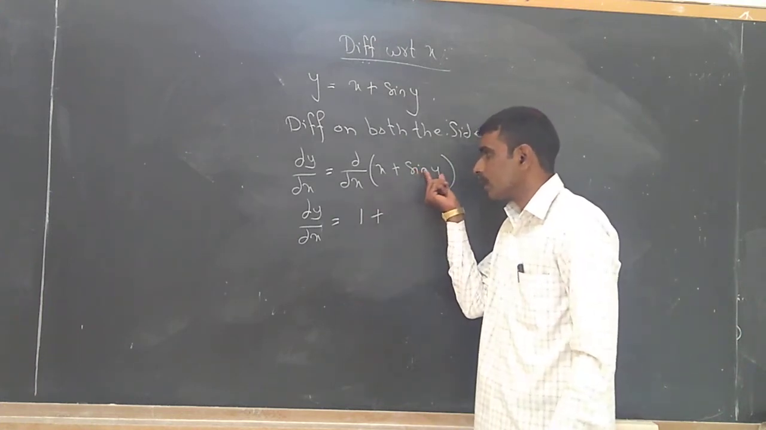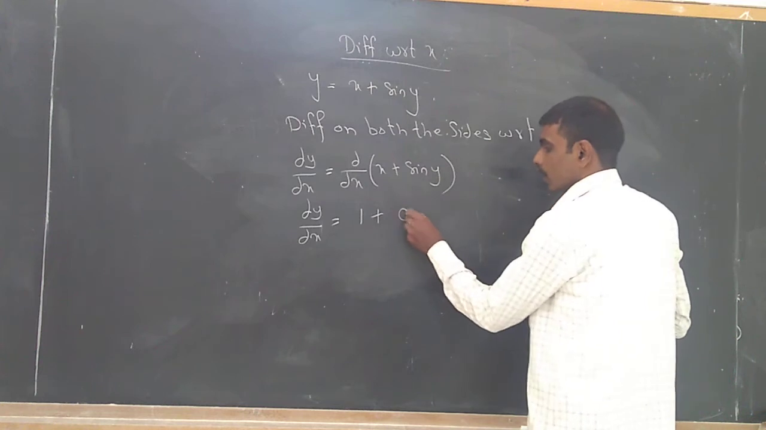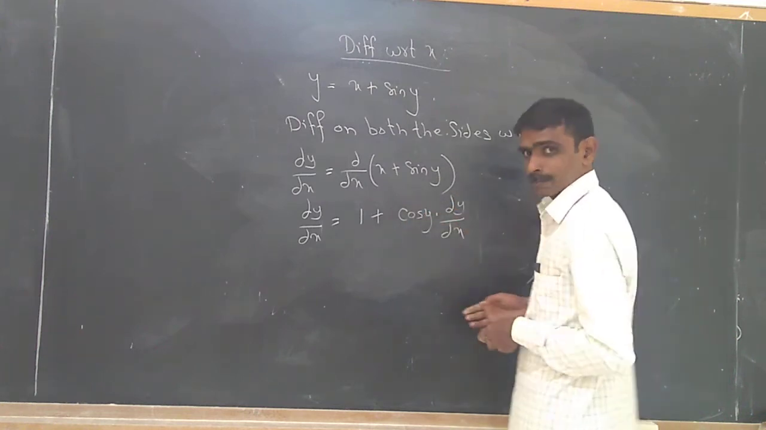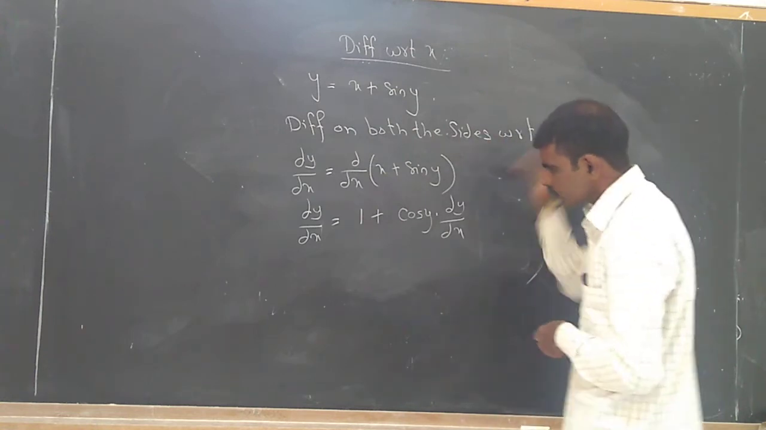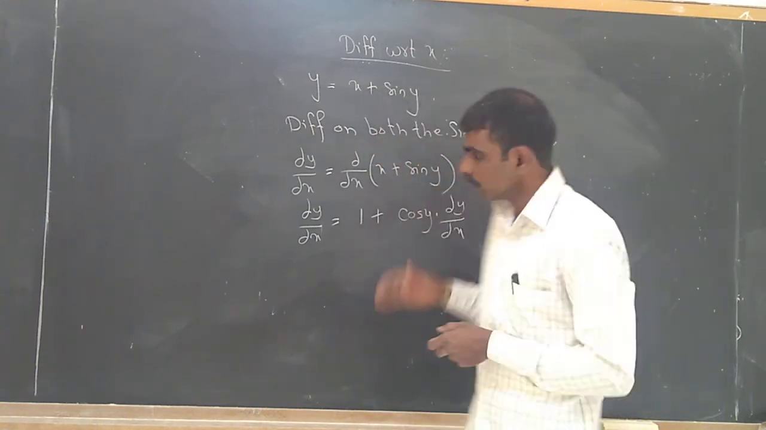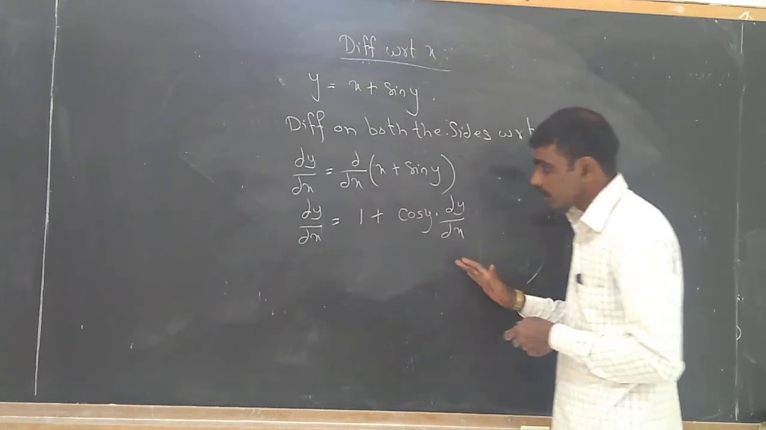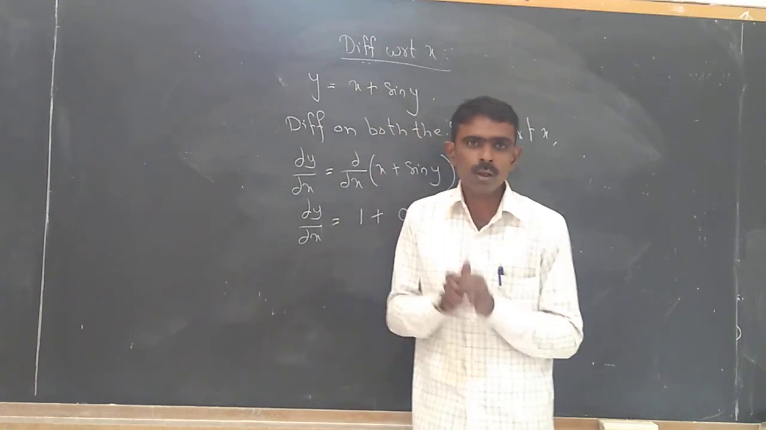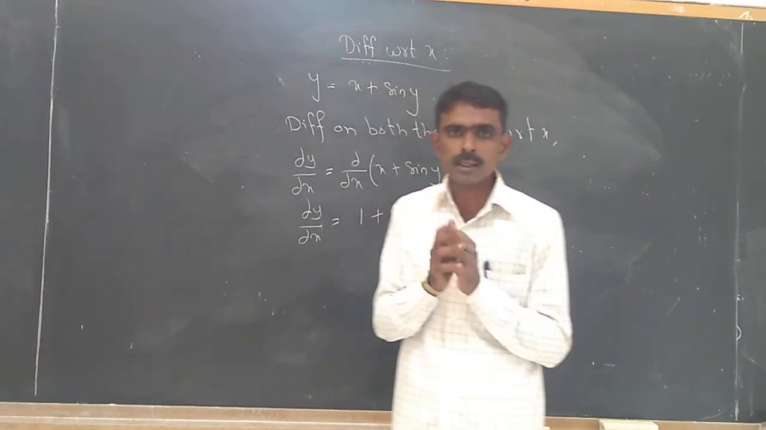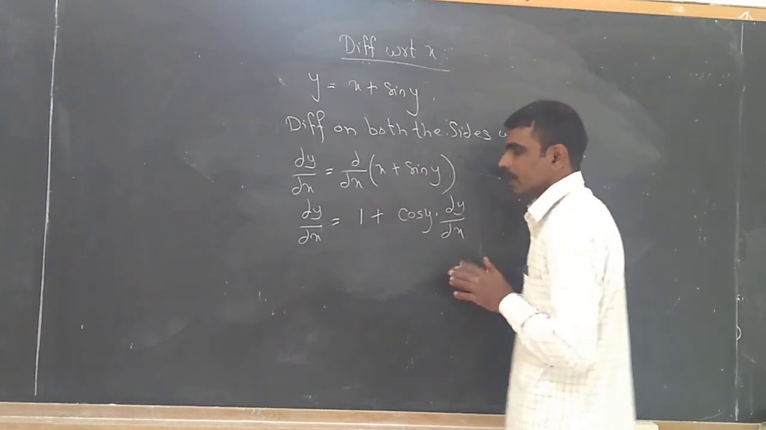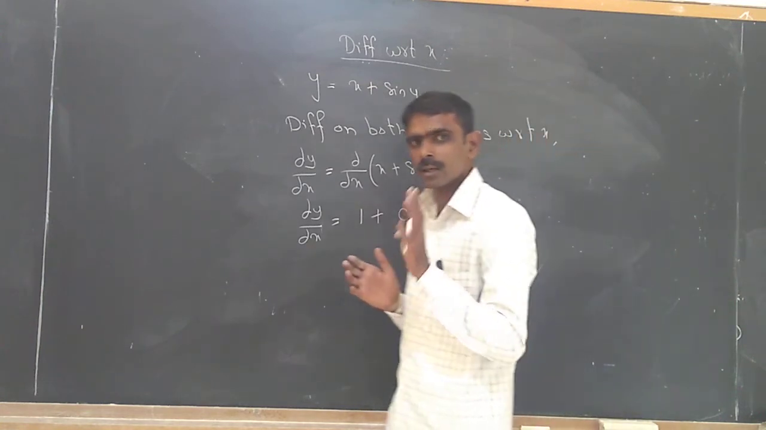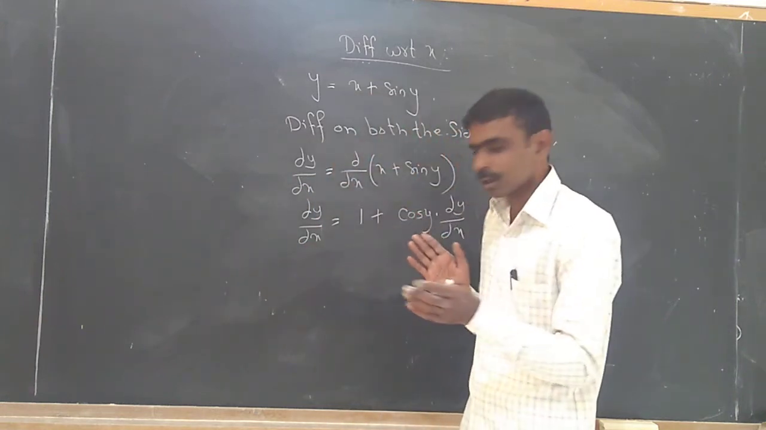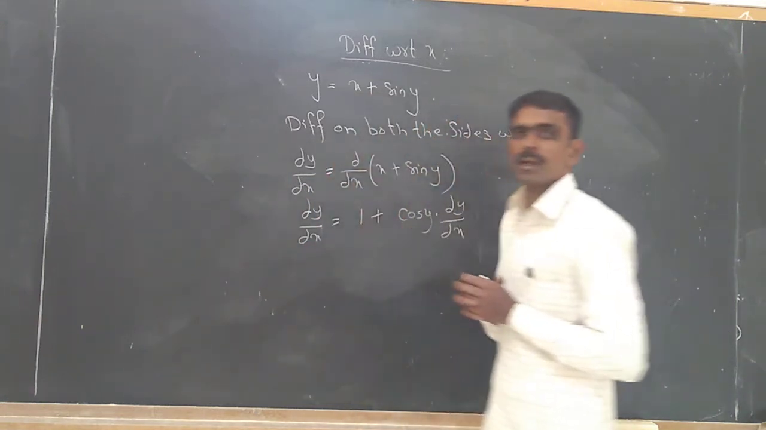Here you are going to apply the chain rule. So this will be cos y into dy by dx. After you differentiate it, see that you collect all the terms which are containing dy by dx, that is nothing but the differential operator, to the LHS. Rest all terms you transfer to the RHS.